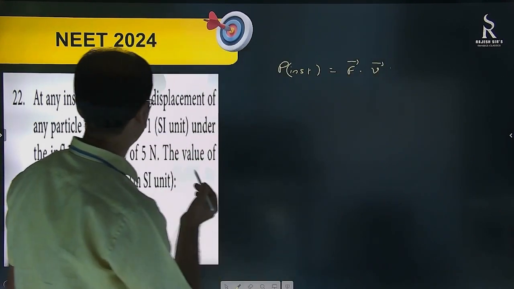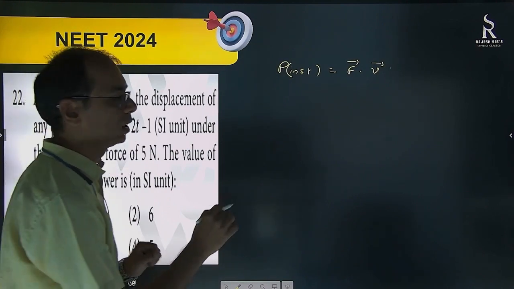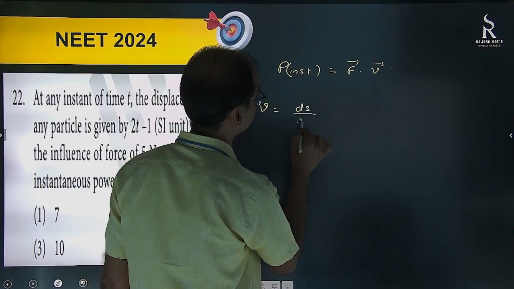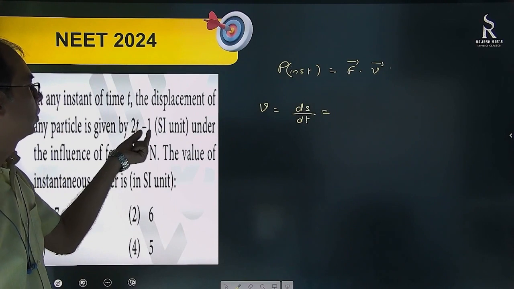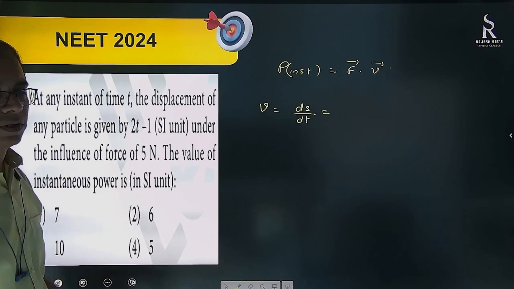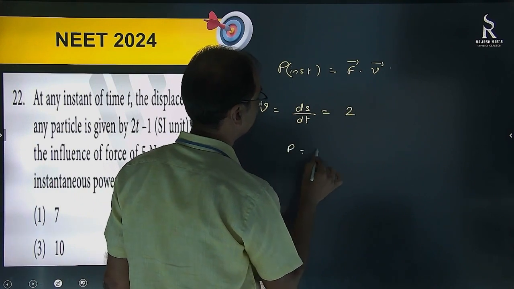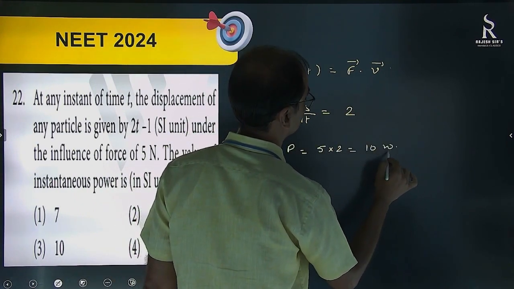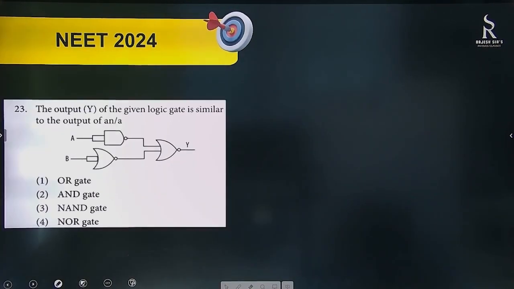So force is given, it is constant force. Now velocity we have to find, but displacement is given. What can we do? ds by dt we can do. That is only the instantaneous velocity. So we have to differentiate 2t minus 1. 1 is constant, forget it, 2t, differentiation will be 2. So power is coming as 5 into 2, that is 10. Very easy question. Okay, answer is 10.